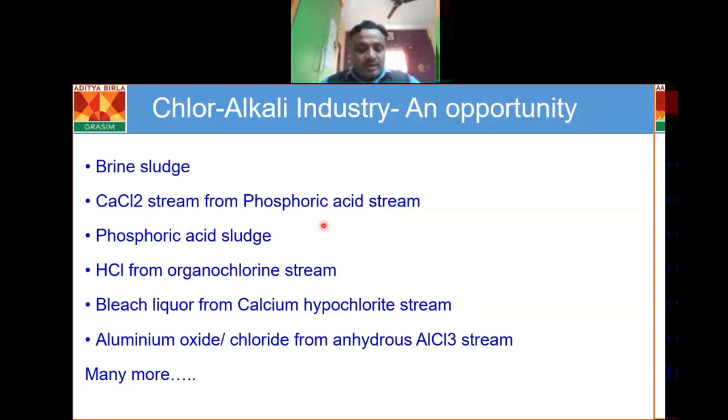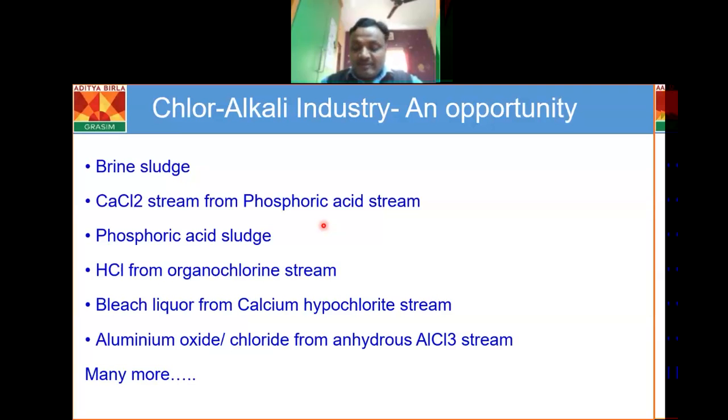Similarly, at the time we are manufacturing aluminum chloride anhydrous, that is Friedel-Crafts catalyst, during startup of the process or the time we are shutting down the process, a huge quantity of aluminum oxide or chloride is produced. That remains waste. Getting good value out of this waste may be a good help to industry, and it may be reused as raw material in this process. So in a nutshell, there are a number of opportunities in industry where waste coming out of industry may be a raw material to another process.